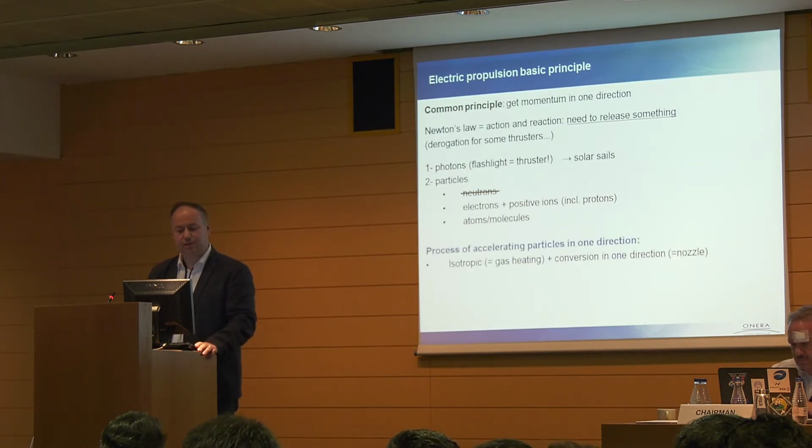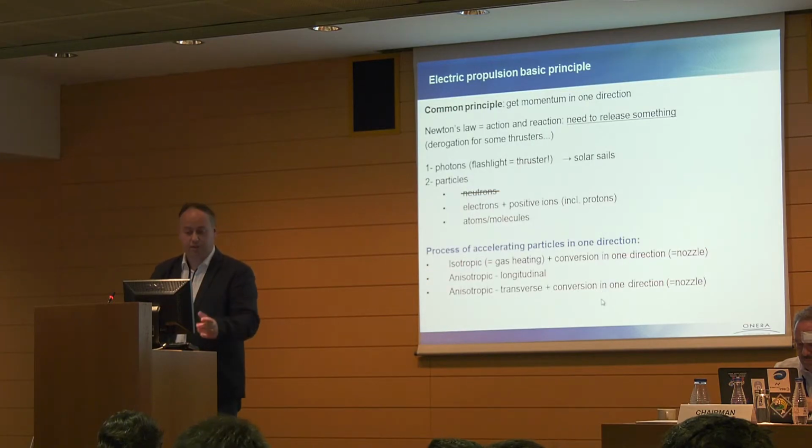Now, the process of accelerating can do different things. You can take an isotropic heating, basically. Isotropic means all directions, and then you convert that into the direction that you want. That's with a mechanical nozzle, and that's what you do in a rocket. Or you can do an anisotropic acceleration, longitudinal, or you can also use an anisotropic heating in the transverse direction, but then you also have to convert it to the forward direction. And that's done also with a nozzle, like the gas heating side, but that's a magnetic nozzle.